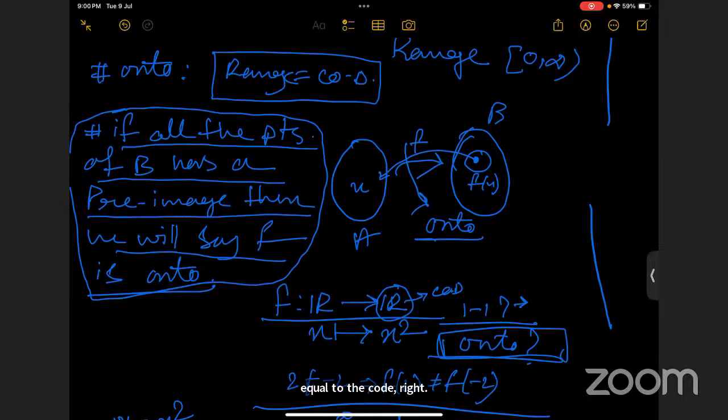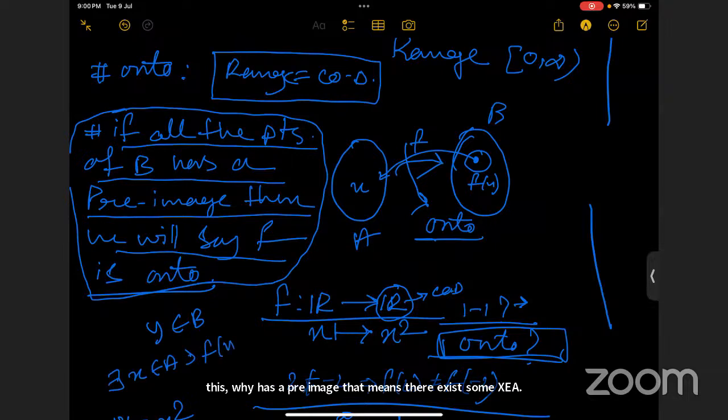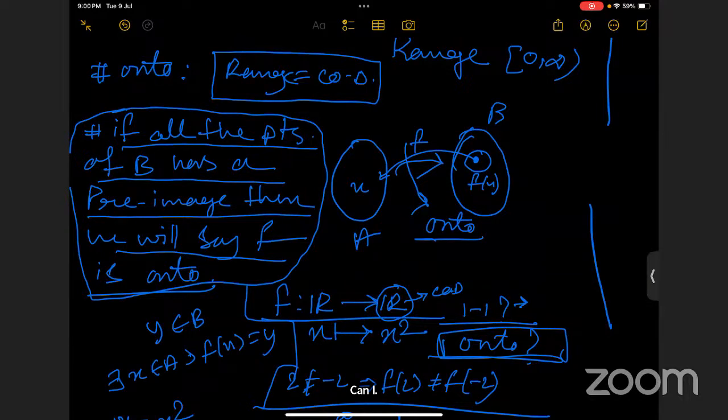Because in this definition, we are saying all the points of B, that means our codomain, have a pre-image. Pre-image means there is some x such that f(x) equals that y. Suppose we are taking some y from our B. So this y has a pre-image. That means there exists some x in A such that f(x) equals y. Right? This is the mathematical expression. That means for any point we have a pre-image x.